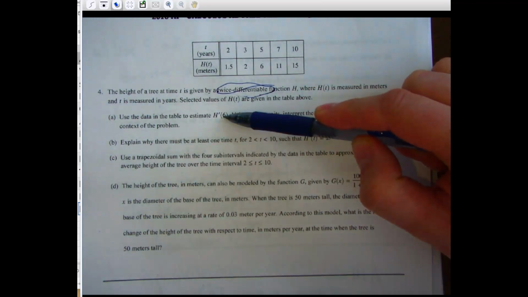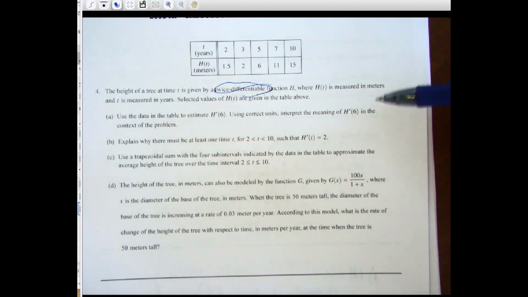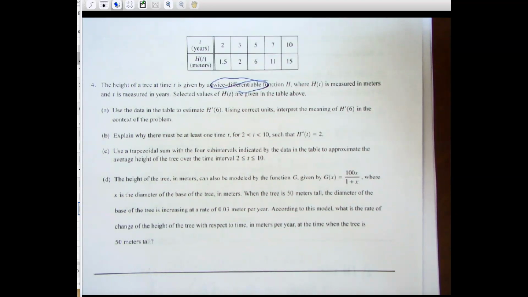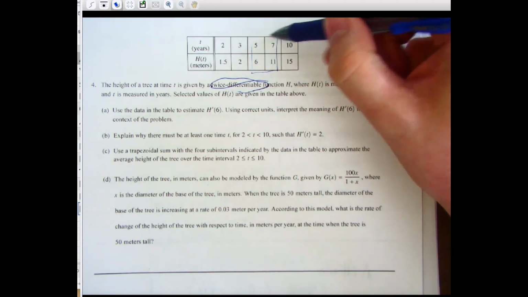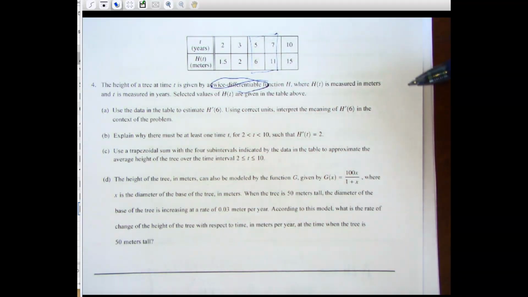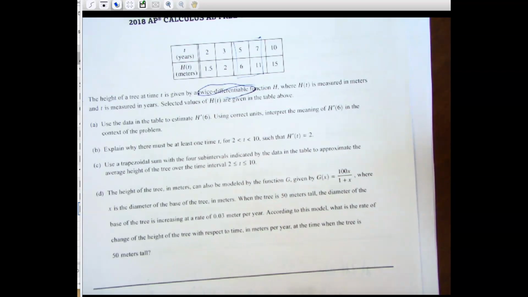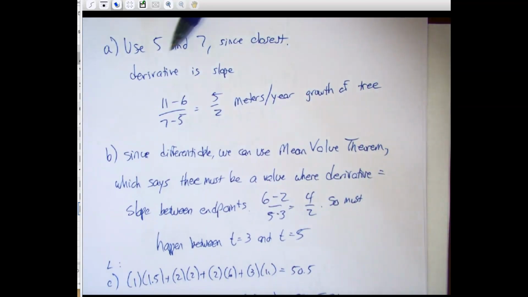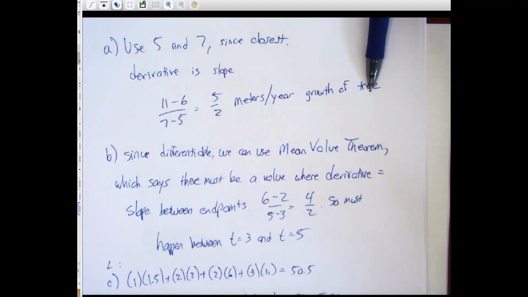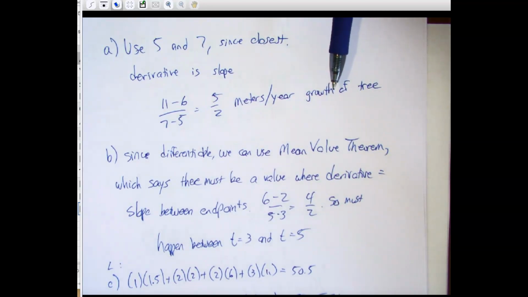So we want to get the change in meters, which is meters divided by time, or by years. So meters per year. So h prime of 6, well, I have to estimate it because I have to use 2 points. And what I'm going to do is just use the 2 points that are closest to it. So if I find the slope between these, that'll give me a decent estimate for the slope at 6. So you'll see that's what I did here. Use 5 and 7 since they're the closest. Derivative is the slope, and then it's just y2 minus y1 over x2 minus x1. So I get 5 halves, that is meters per year, and that's the growth of the tree. That's the change in the height of the tree, or the growth.